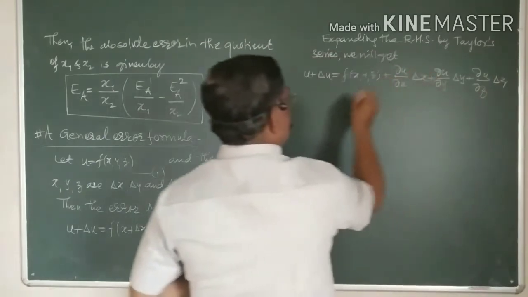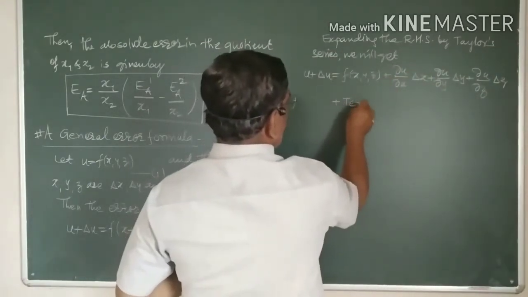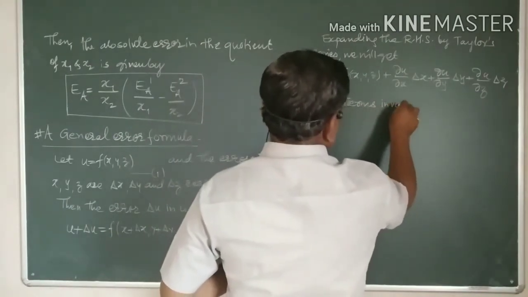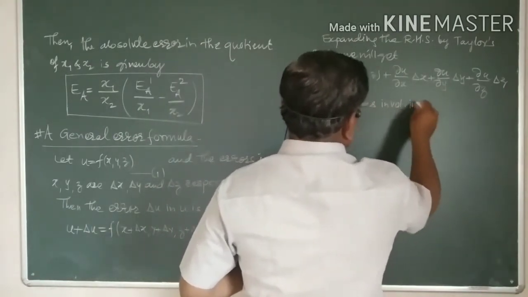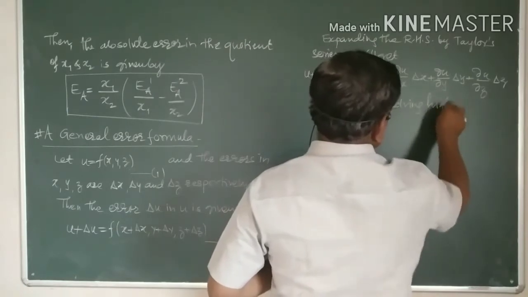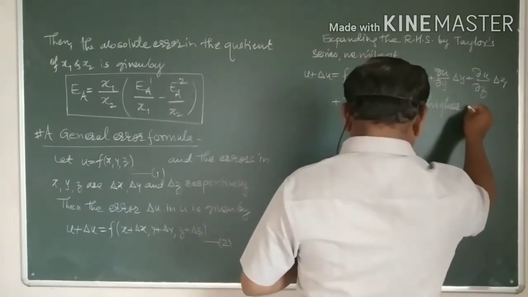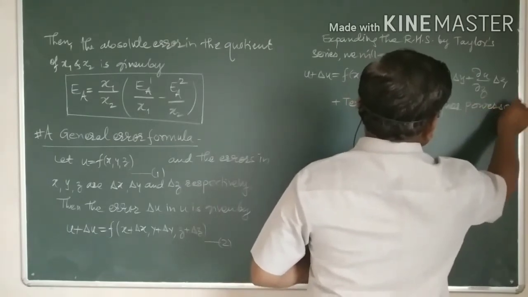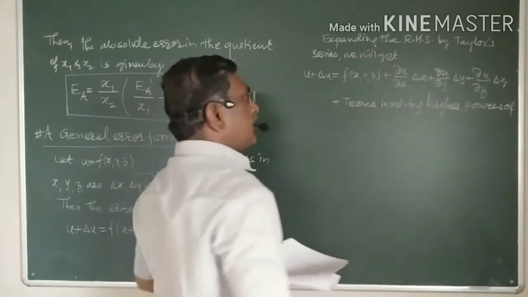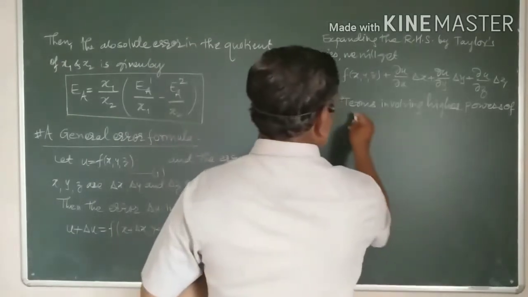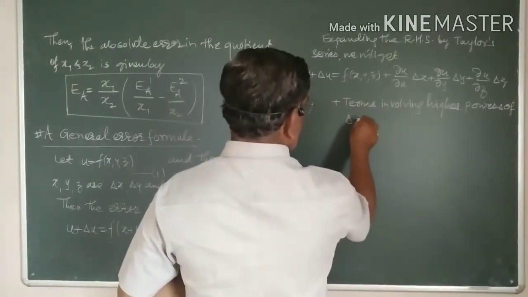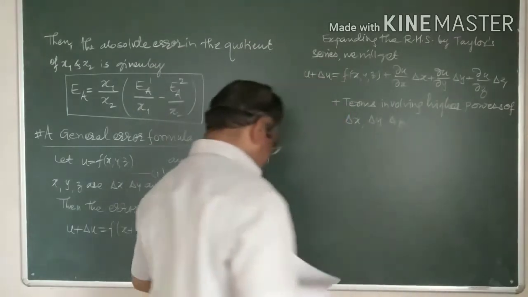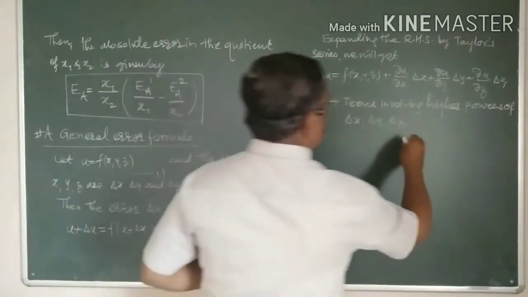Del z, and again the terms involving higher powers of del x, del y and del z. Okay, this is what we have. Let me call this 3.